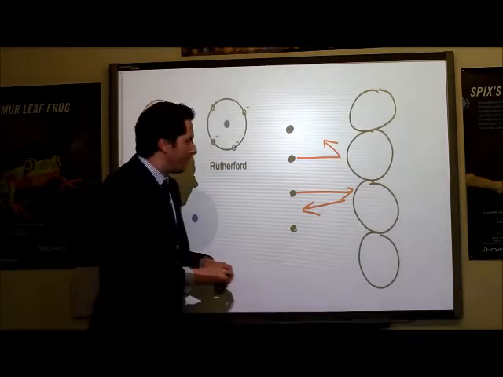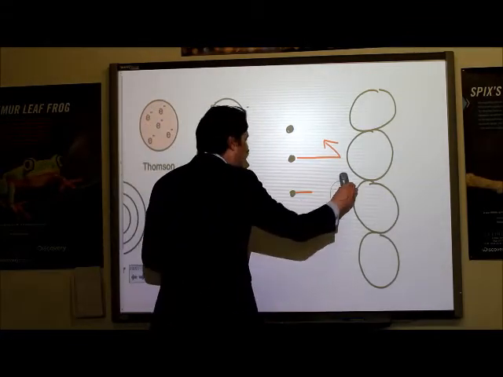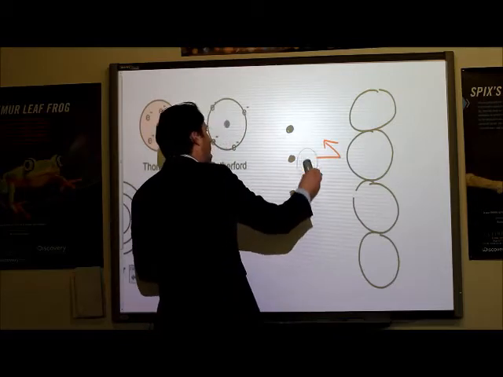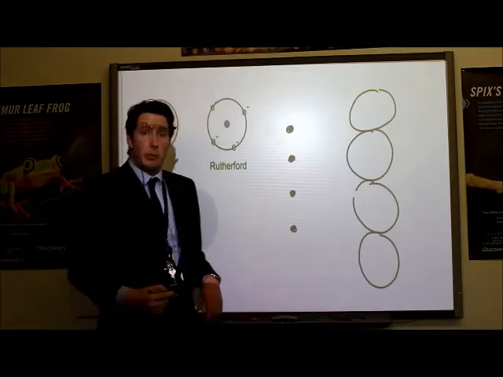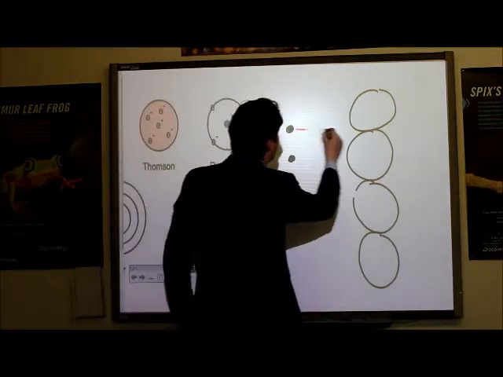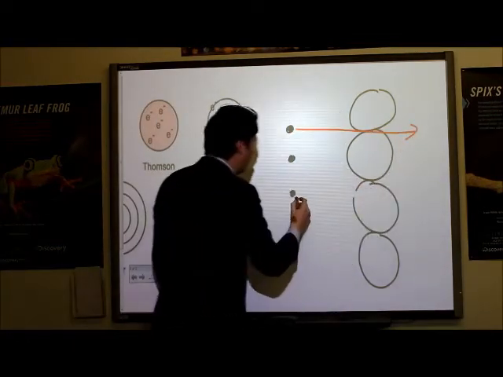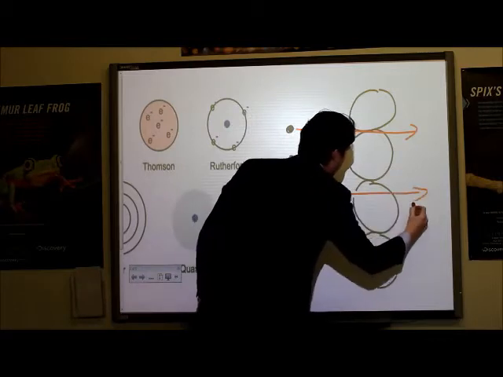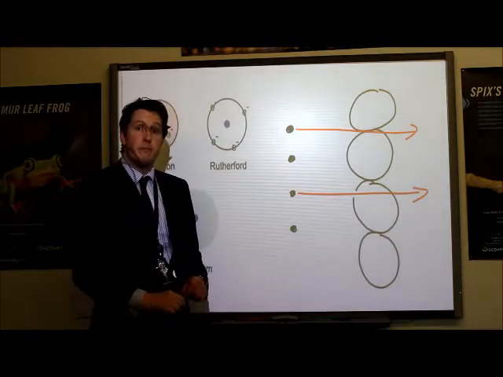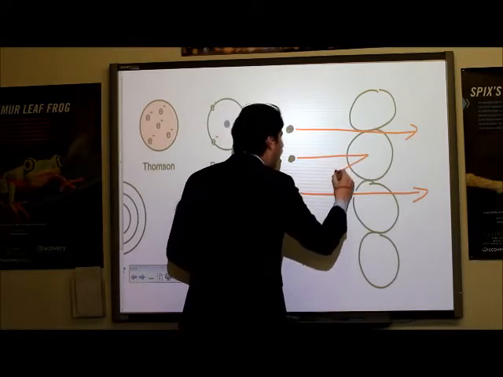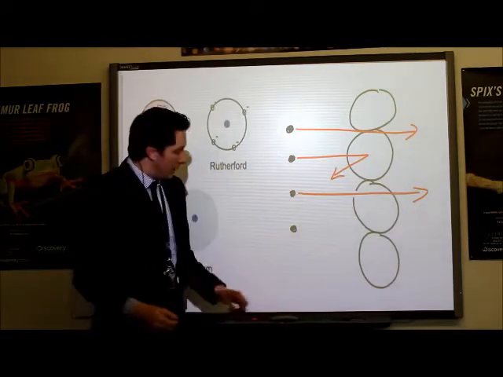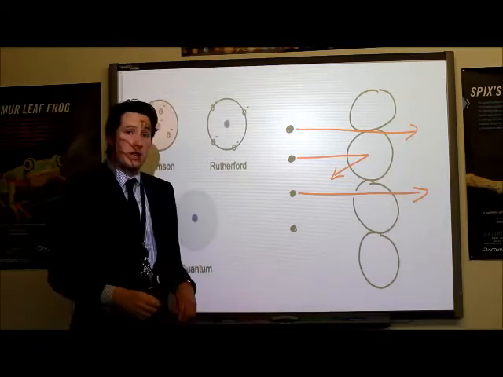But he didn't see that. His experiment actually showed that it did not bounce off. In fact, the majority of these alpha particles passed through the gold foil. Okay? Most of them passed through. And every so often, one of them would hit something and would bounce back.